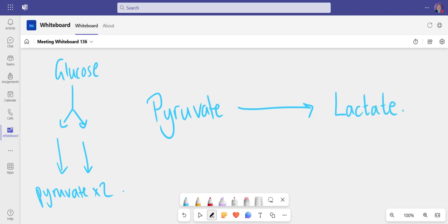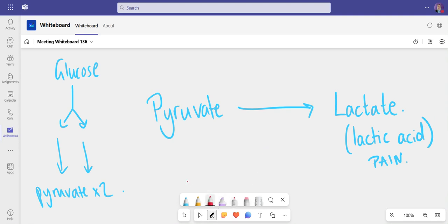Now, sometimes we can feel this lactate being made because it forms lactic acid, which gives us a bit of a stitch. It makes our muscles hurt. And we can actually feel this as pain. So we know when we're doing anaerobic respiration because we can feel the lactic acid build up.